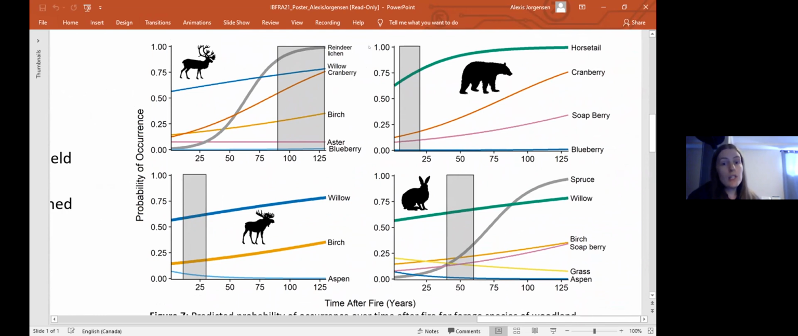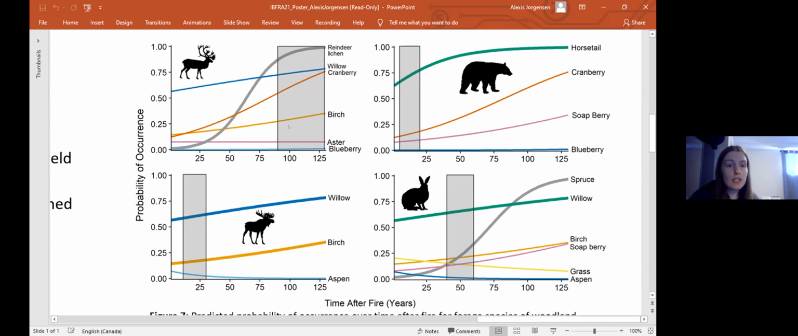So with caribou, we know that they eat reindeer lichen, willow, cranberry, birch, aster, and blueberry. So we've put them on a single graph. And that has indicated that, you can see there's different patterns, but generally forage appears to increase over time. However, when you look at these gray bars, which are timelines of top habitat use of burn sites from the literature, we can see that they don't always correspond with where forage is the most common.